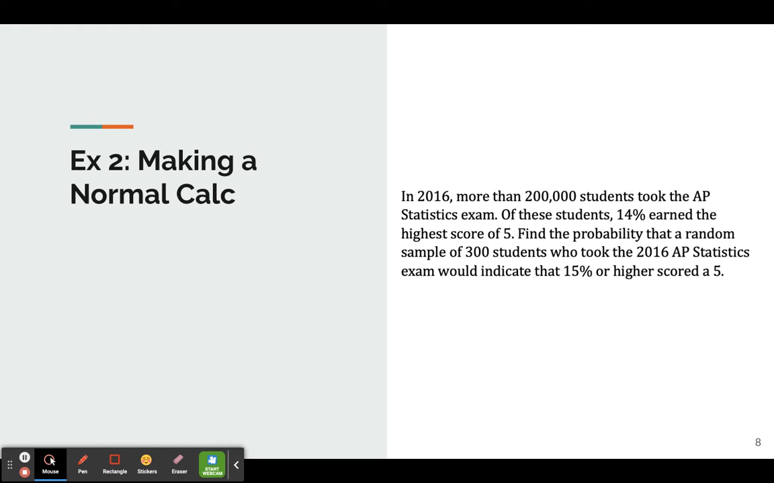In 2016, more than 200,000 students took the AP Statistics exam. Of these students, 14% earned the highest score of 5. Find the probability that a random sample of 300 students who took the 2016 AP Statistics exam would indicate that 15% or higher earned a 5. Right? So we know the actual proportion who scored 5, and we're going to take a sample of 300. What's the probability that our sample proportion is 15% or higher?